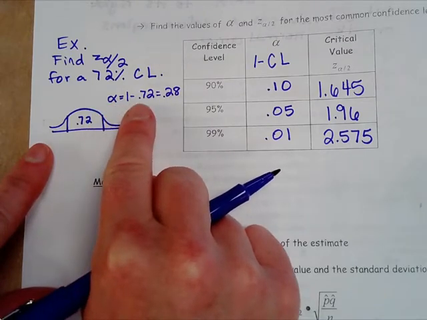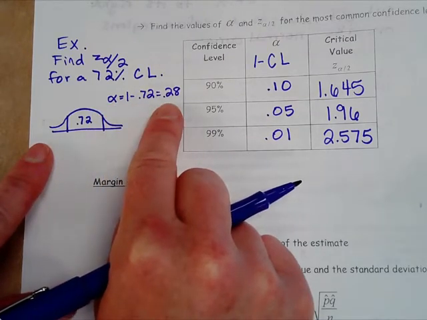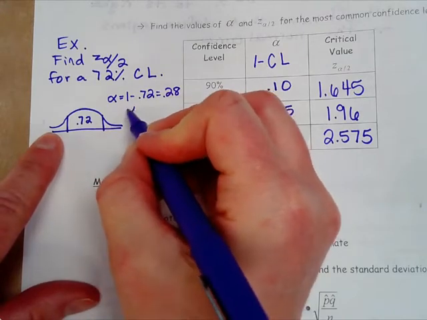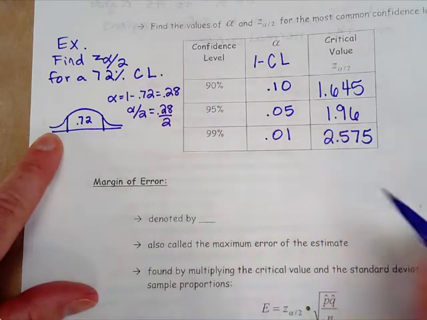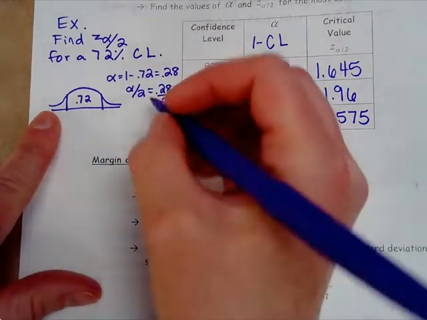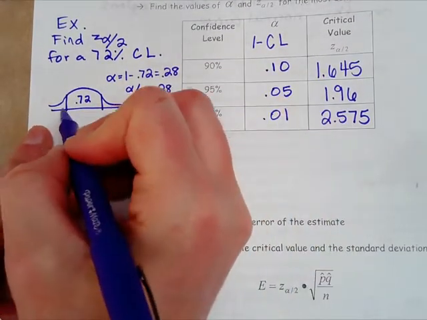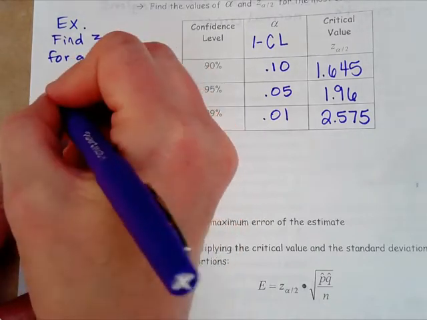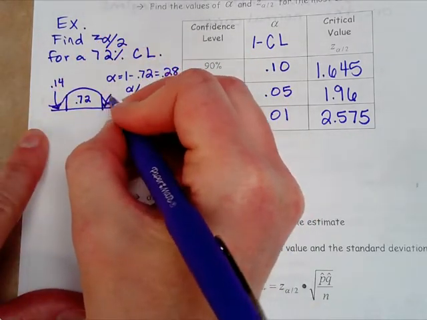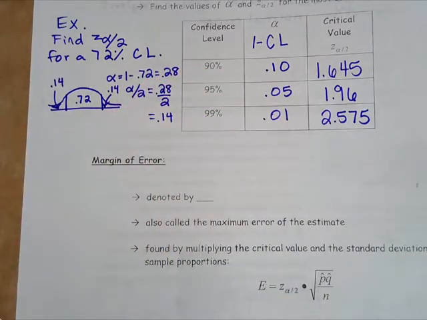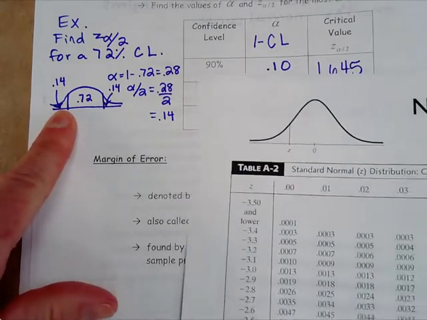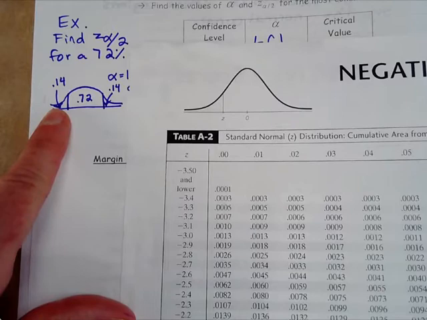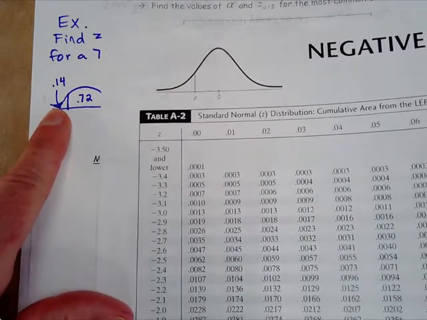So alpha is 1 minus 0.72, which gives us 0.28. And then for each of the tails is alpha over 2. So 0.28 over 2 is 0.14. So we would want to look at our negative z-score table and look for 0.14 in our area.